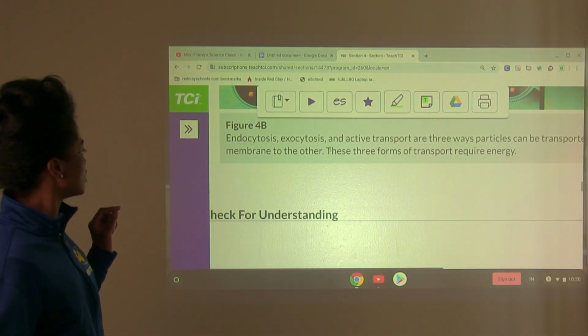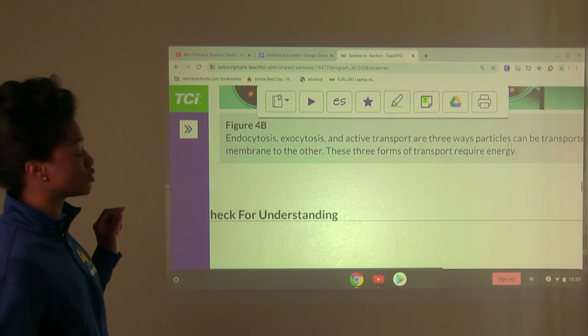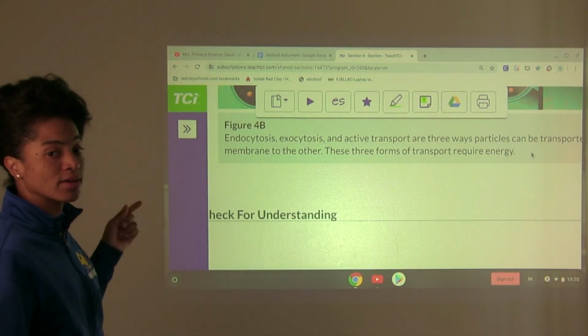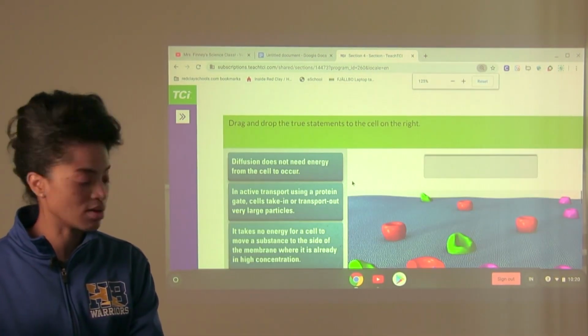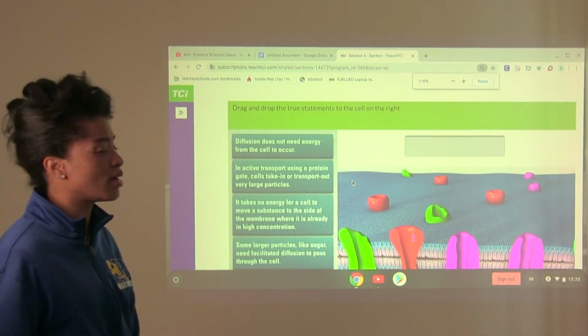Okay, so we should be clear. Those are the three strategies that we can use to transport particles that require energy. Okay, let's go here for check for understanding. Let's see what you know.